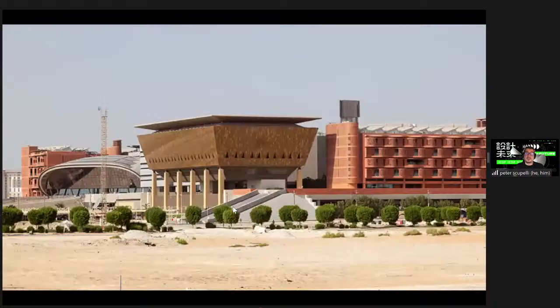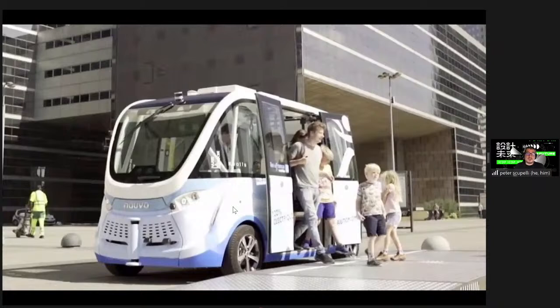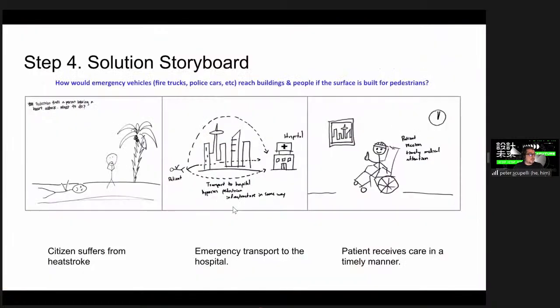So here are some images from Masdar. It's an interesting place for students to explore because it's the strangest city that they've ever seen. There's self-driving buses, self-driving personal transporters. And the students start to explore Masdar, trying to understand what are some problems that they see with Masdar. And they use the STEEP framework to find opportunities.